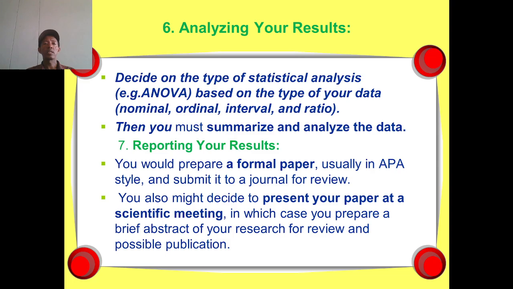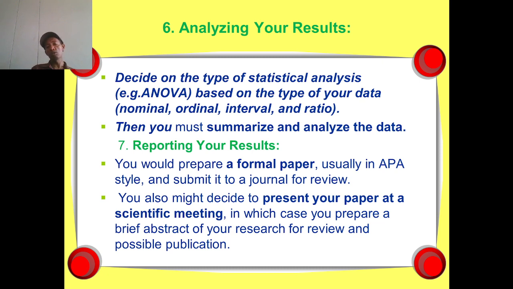The sixth one is analyzing your results, or data analysis, or better, data interpretation. So you decide on the type of statistical analysis, which is based on your level of measurement, whether your data is nominal, ordinal, interval, or ratio, and then you decide on statistical analysis based on your level of measurement or the characteristics or properties of your data. And at this stage, you summarize and analyze the data.